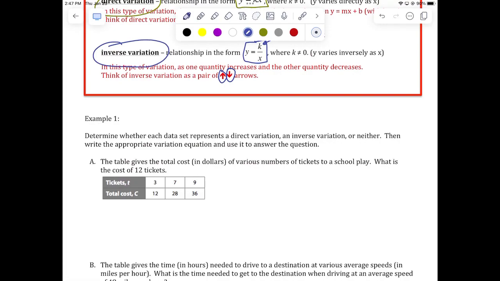Like if you're buying them, pretend you're purchasing them. Pretend it's our school play and you're purchasing the tickets. Your cost to buy those tickets depends upon how many tickets you buy, right? The more tickets you buy, the more it's going to cost. So you might think right away that this is direct or inverse? Direct. More tickets, more money. Fewer tickets, less money.